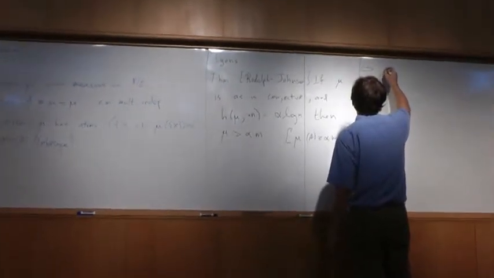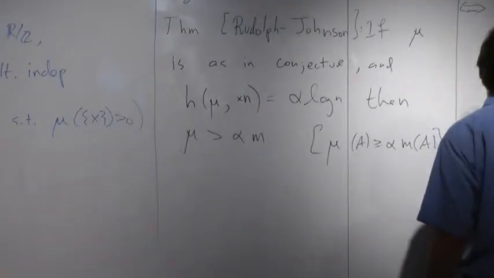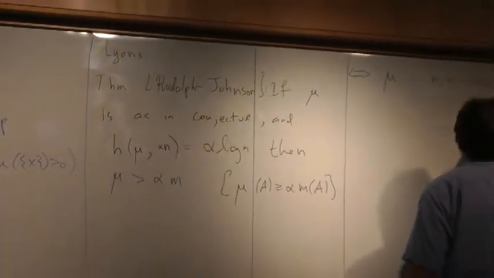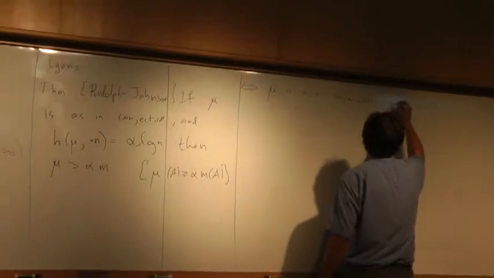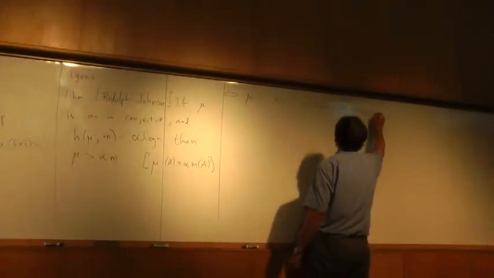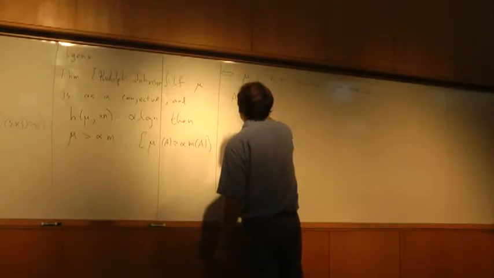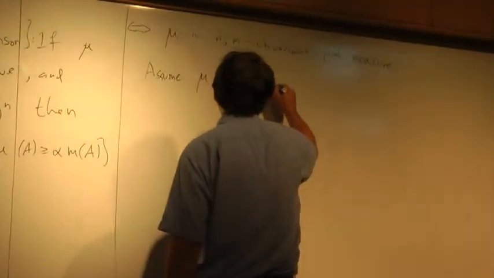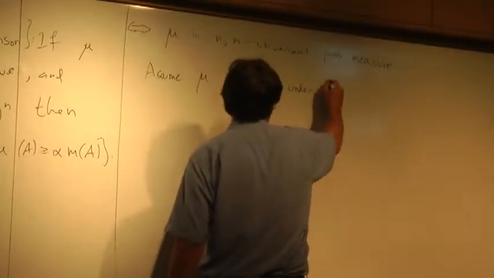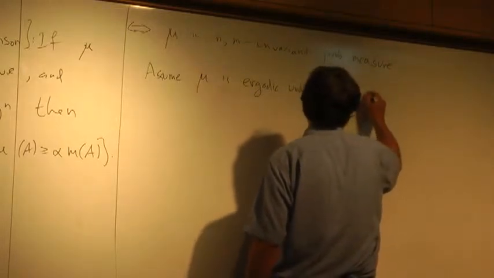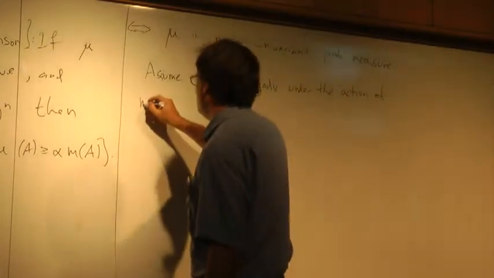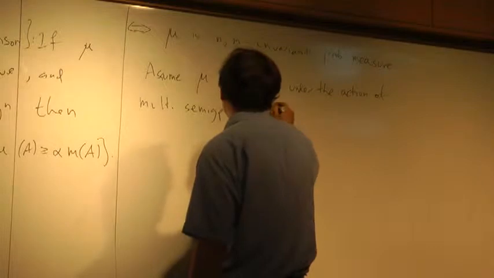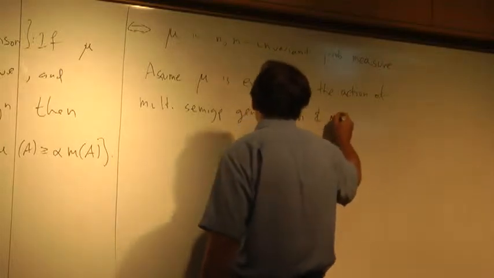is to assume that mu is n invariant in the sense above, a probability measure, and assume that mu is ergodic under the action of the full multiplicative semigroup generated by n and m.